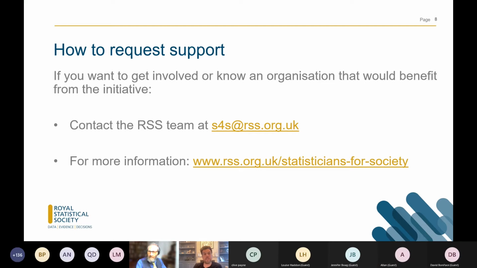So if you do want to get in touch, the team at the RSS is s4s@rss.org.uk. And there's more information on our website. And obviously, we're going to have speakers at this event who are going to talk to you about some of the work they've done. So hopefully this gives people ideas from the charities of what you could do. And we really would like to hear from any interested charities who think they could benefit from this. And that's Statisticians for Society.